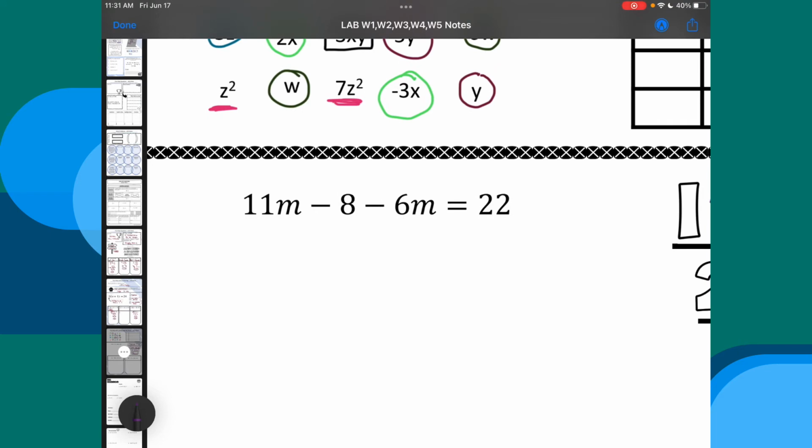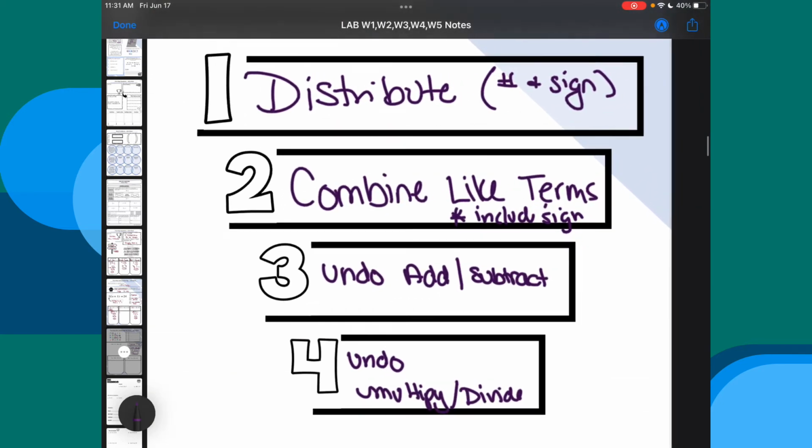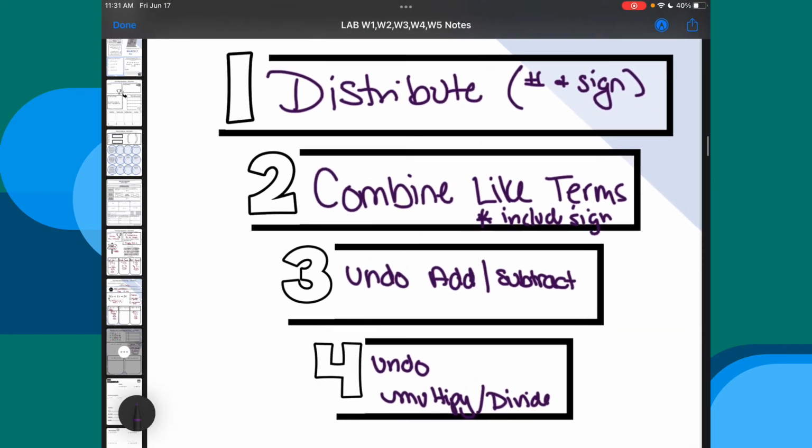We're going to solve equations that require combining like terms. So the steps for this: first, we're going to start off by distributing. When you distribute, make sure you distribute the number and the sign that's in front of the parenthesis. Then we will combine like terms on the left-hand side, and then separately combine like terms on the right-hand side, undo addition and subtraction, and then undo multiplication and division.